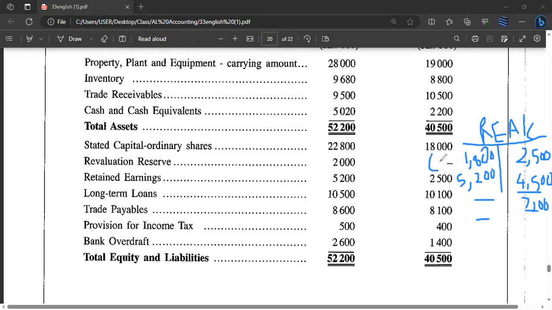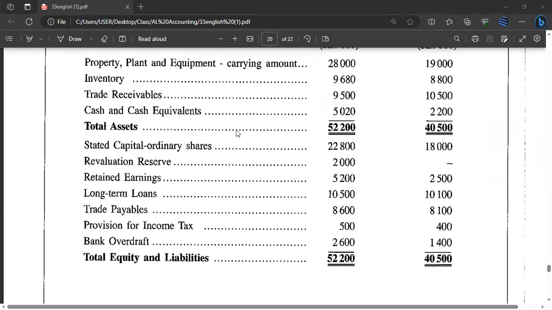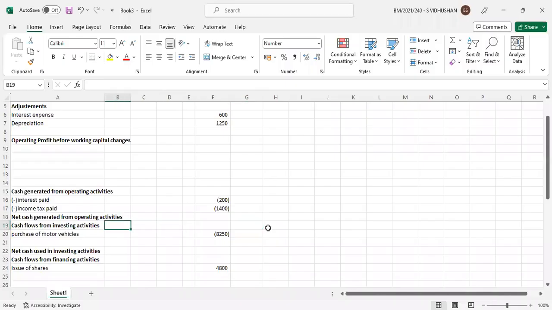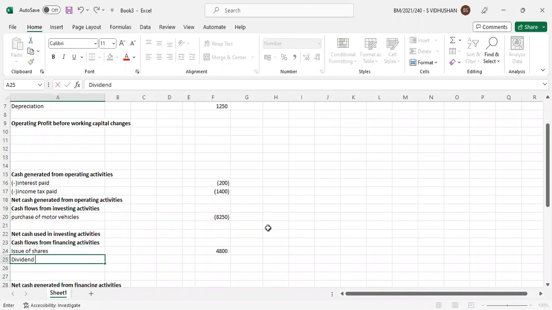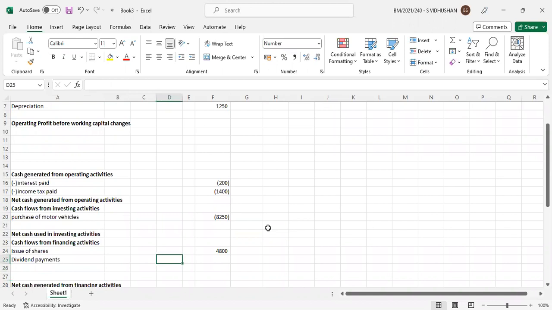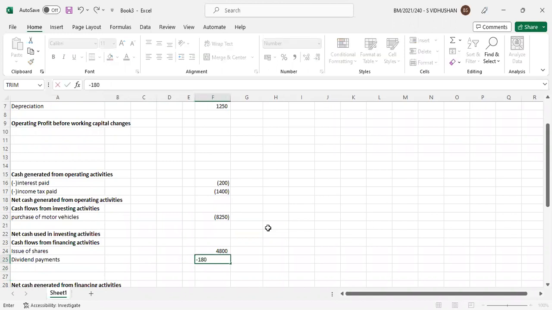So we have found that. Okay, so cash 1,800. So now let us record this. So we have dividend payments that will be coming under cash flow from financing activities. So it's a cash outflow. Dividend payments, right? So how much is that? That is 1,800 cash outflow.